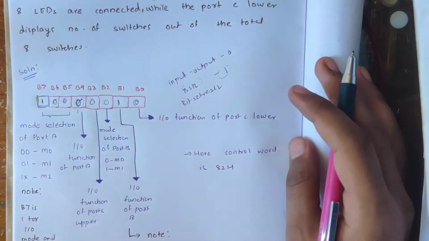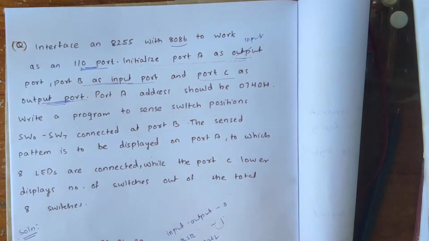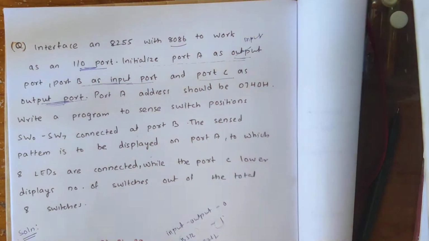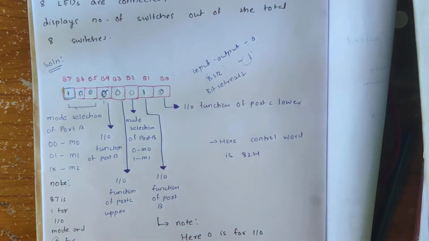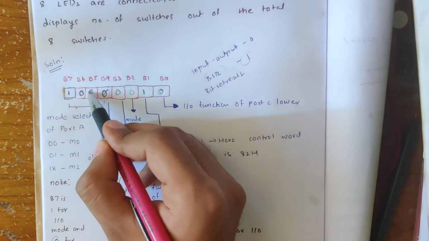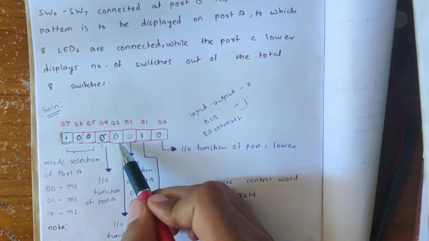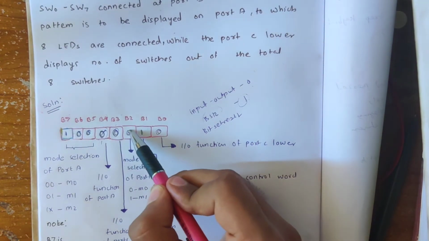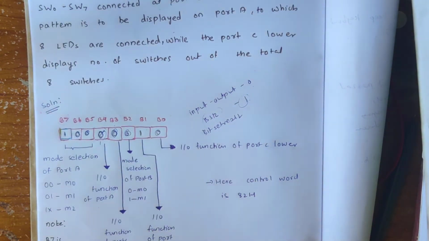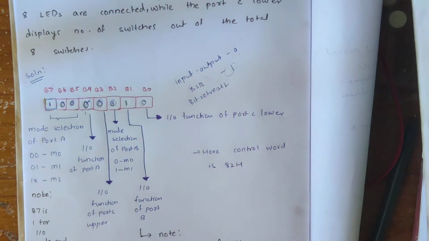So another couple of points to keep in mind. Since it's mentioned that this is in input-output mode, we go to B6 and B5, which are the bits for port A, and we initialize them with 0 and 0. And then the same thing applies to B, so these two bits over here. Since it's in input mode, we initialize B3 and B2 as 0. And yeah, so that's how we fill in the control word.